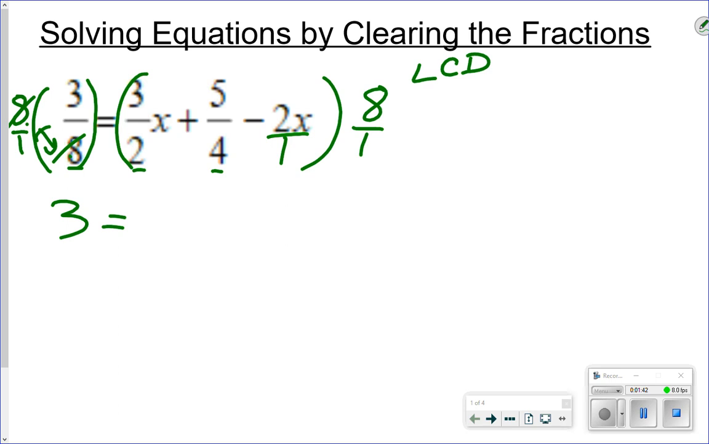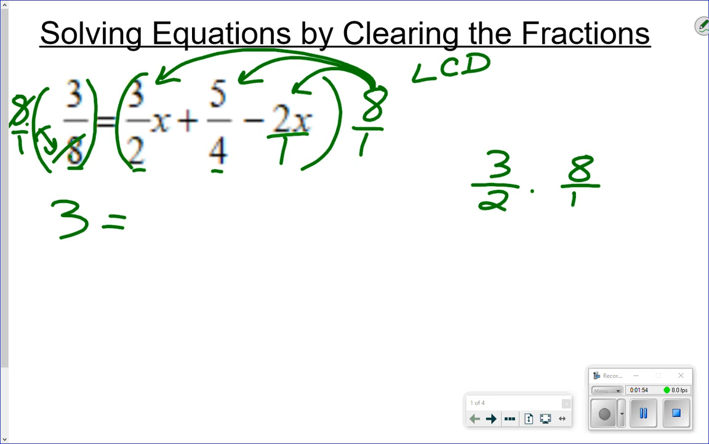Until you get really comfortable with this multiplying, you might want to do this off to the side. So for instance, I'm going to distribute this 8 to everything, starting with the 3 halves. On the side, you can do 3 halves times 8 over 1. Cross cancel. That means look at these two numbers. They're both divisible by 2. Divide them both by 2. Then multiply straight up. So that's just 12. Again, that should happen if we're doing this correctly.